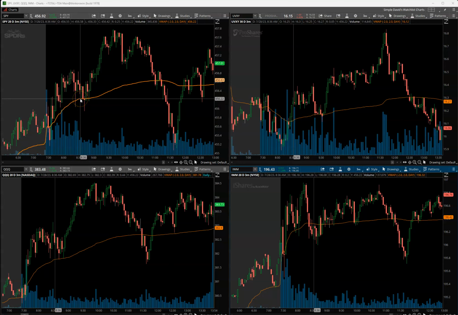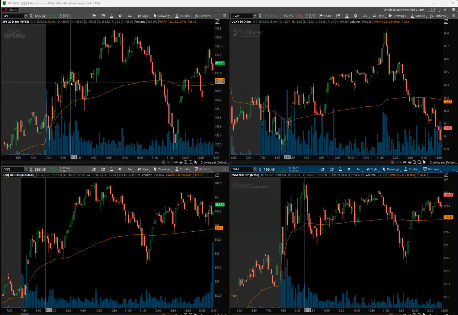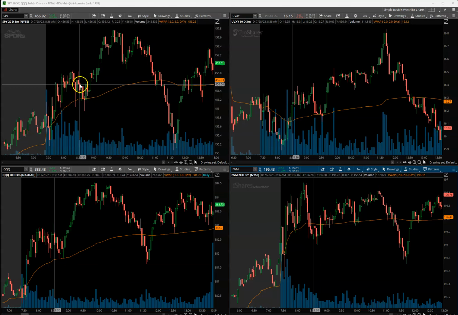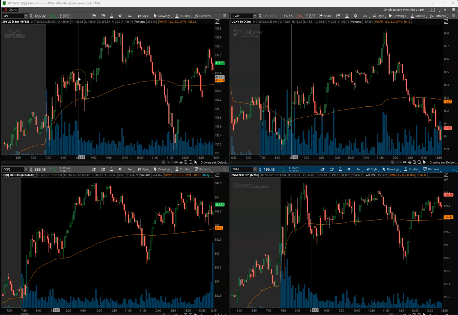Okay, so I took this trade at 8:34 on SPY. I bought puts. It was right around the top of this wick where I bought puts to go short. And the reason being, you can see this gray line, it lines up so you can see the same time frame on each chart.